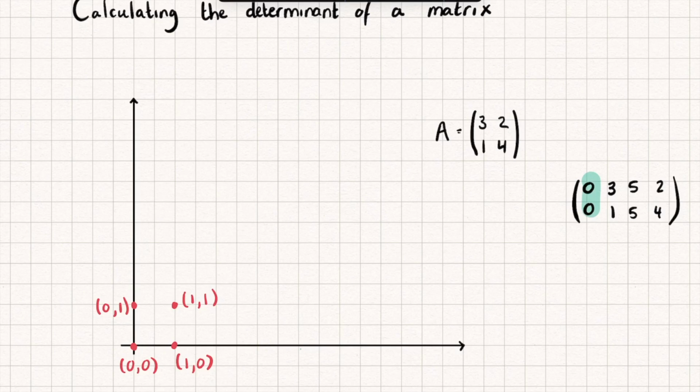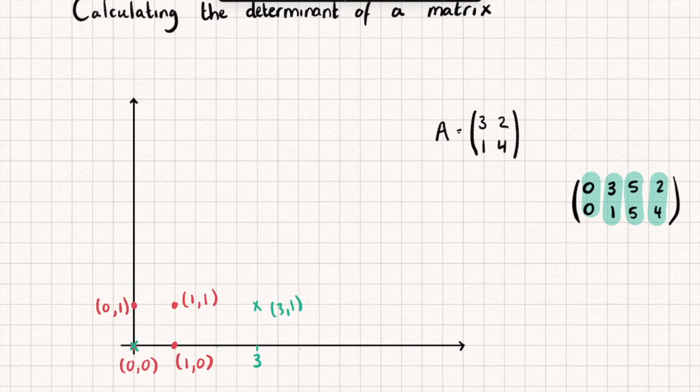Now, as we said, the columns of this matrix represent the new vertices under the transformation. So let's plot these onto our graph. So the origin is fixed. We've then got the point 3, 1. So let me go across 3 and up 1. So we've got the point 3, 1.